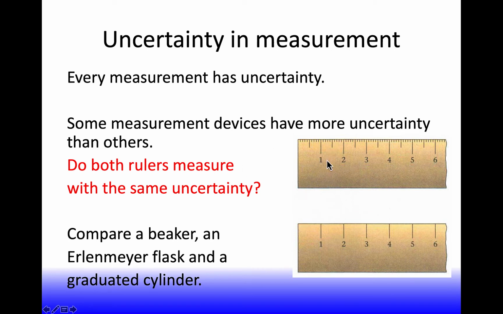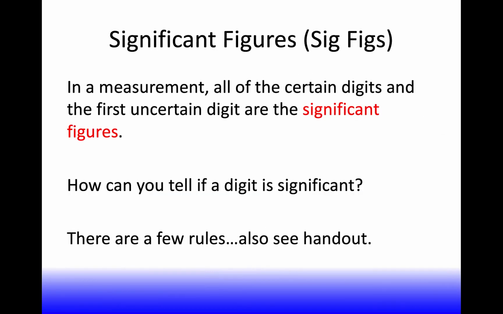So one thing you might notice is the more divisions you have, the more significant figures you'll have in a measurement. Now, in addition to having significant figures from a measurement, what happens if we just have numbers written down, okay? If you just have numbers written down, how can you tell if a digit is significant? There's a few rules. Now, Mr. Conklin is also going to hand out a handout for you to look at, okay?